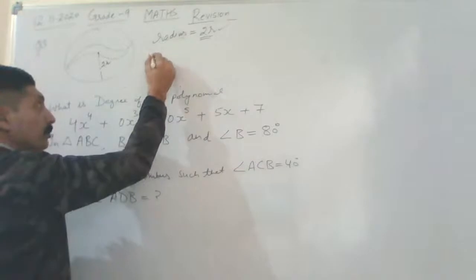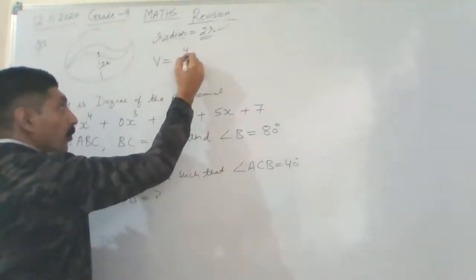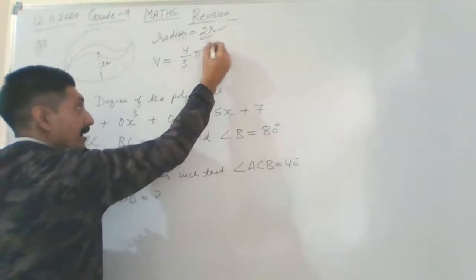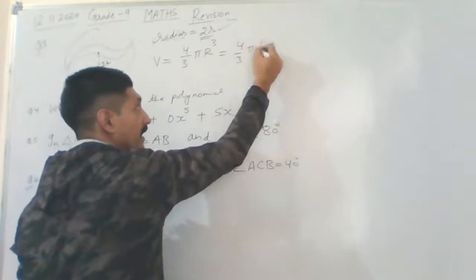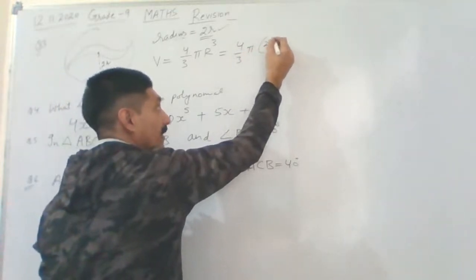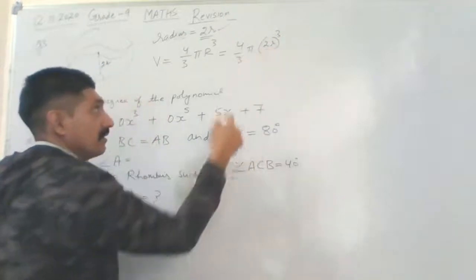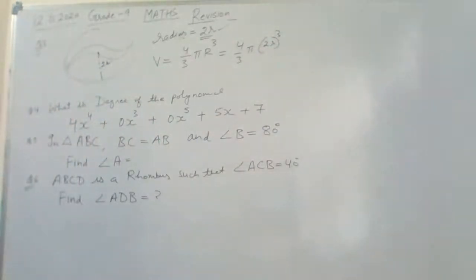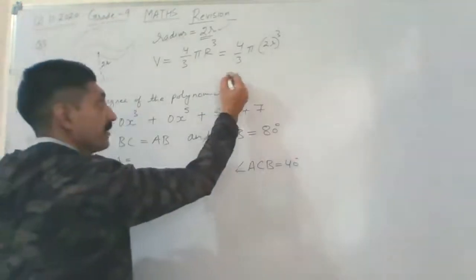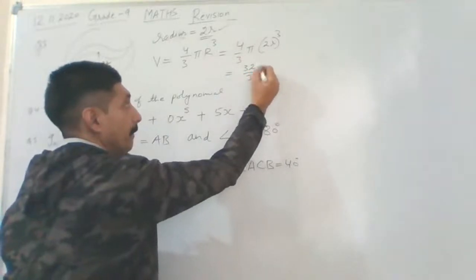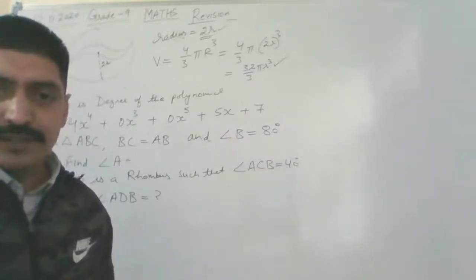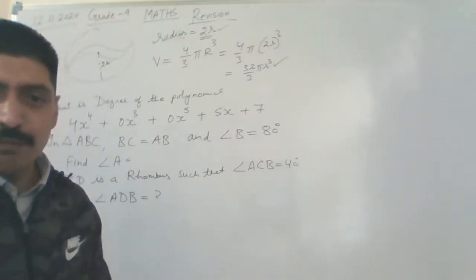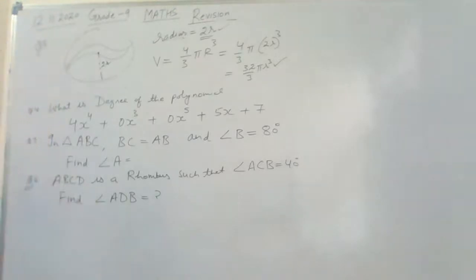So here what is the volume? Volume we know 4 upon 3 pi r cube. So we will substitute the value here, that is 4 by 3 pi 2r whole cube. So this is 8 into 4, it is what? 32 upon 3 pi r cube. Right? Same formula, just we are moving with the value. Okay, next question is about the degree of the polynomial.